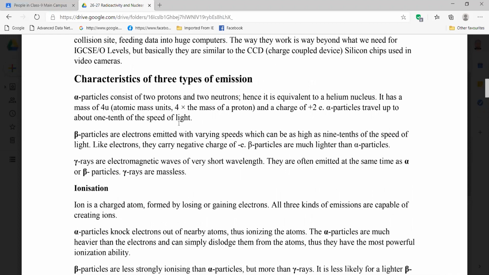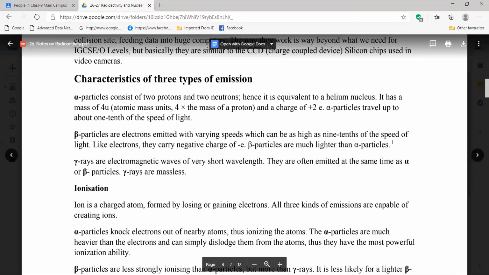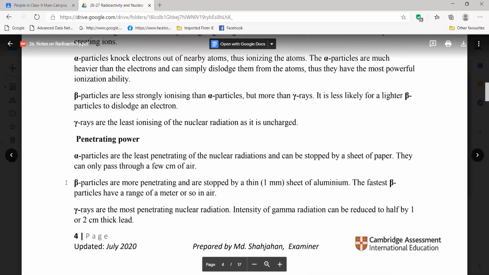Is it clear now, Adnan? Yes, sir. So beta has 9/10 of the speed of light, and gamma has the same speed as light. So can you now sum up this one? Penetrating power: why alpha has least, why beta has more, and why gamma has most. Adnan, can you summarize this?